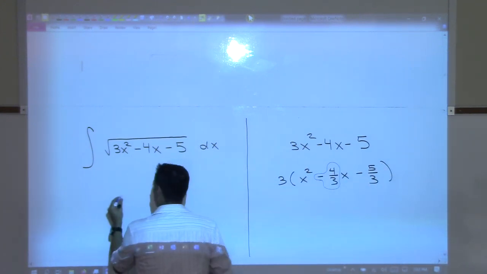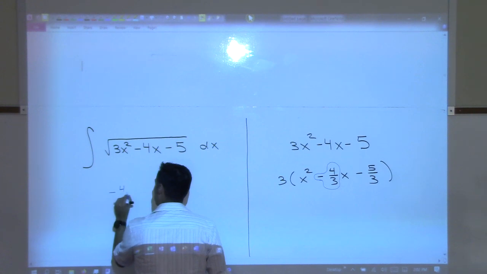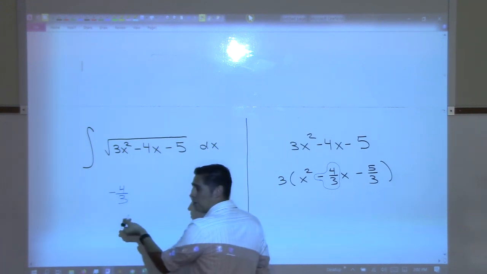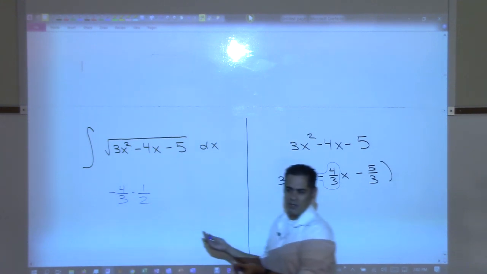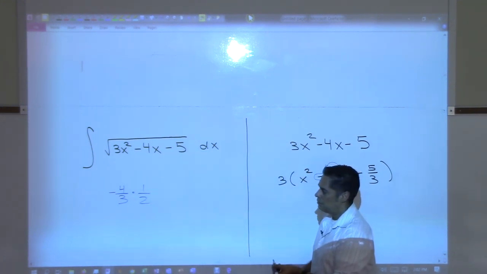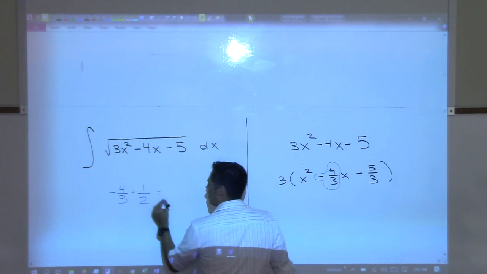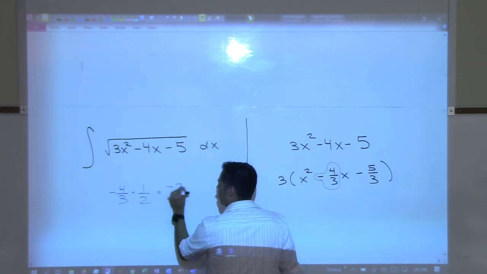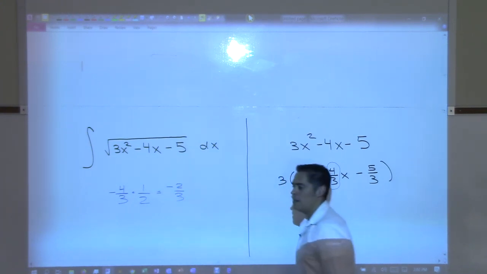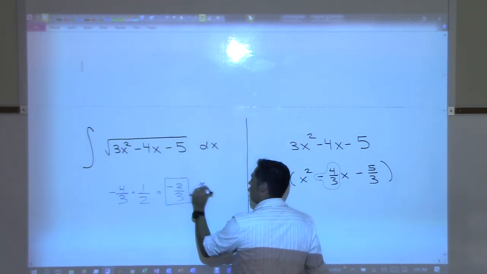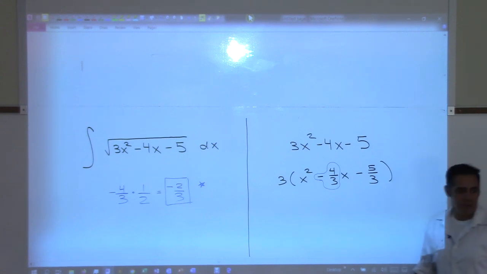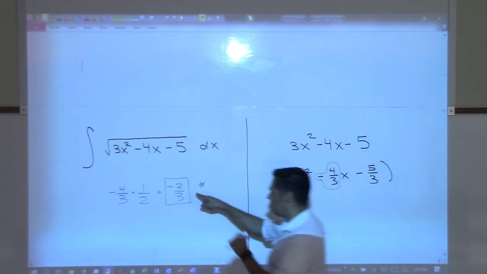I'm going to do it in blue. I take negative 4/3 and divide it by 2. So really, that's multiplying it by a half. That's the same as dividing by 2, which is negative 2/3. Okay, so in my college algebra classes, I actually call this the first magic number. This is one of the magic numbers we're going to use, and now we're going to come up with the second magic number, which we get by squaring that.